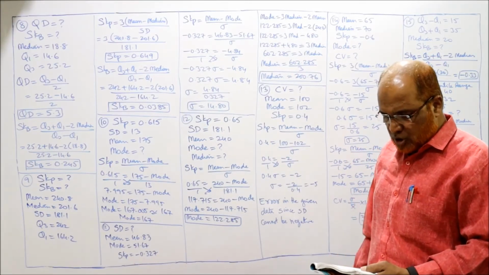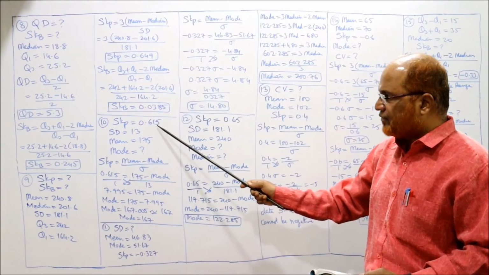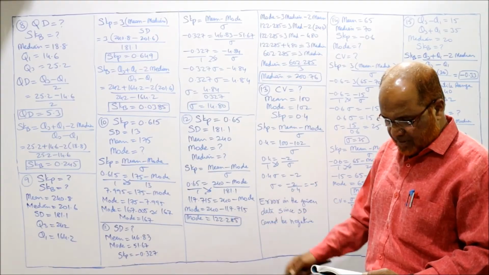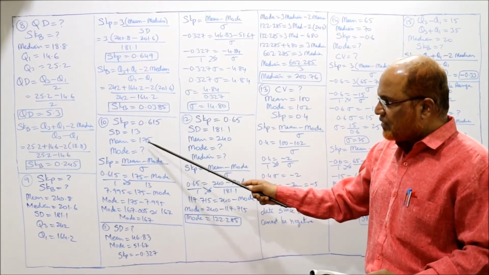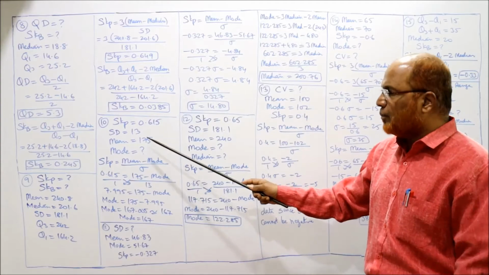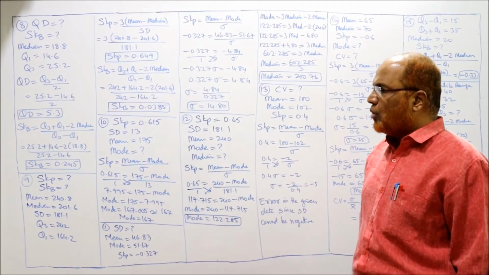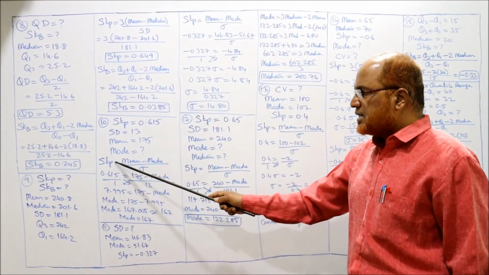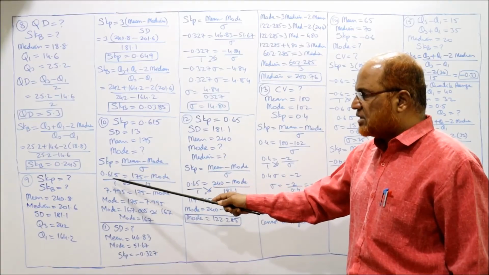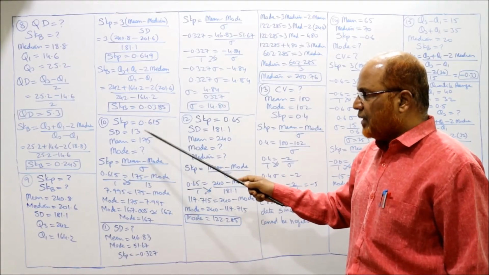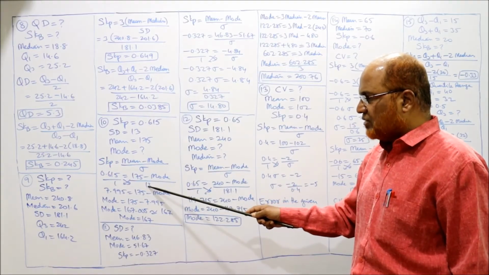10th problem. For a given distribution, Karl Pearson's coefficient of skewness is 0.615. Its standard deviation is 13 given. Mean is 175. Find the mode of the distribution. So from this information you have to find out the mode. So mode के लिए SKP formula mean minus mode by sigma. SKP is given 0.615. Mean is given 175. Mode we don't have, but standard deviation is given 13.